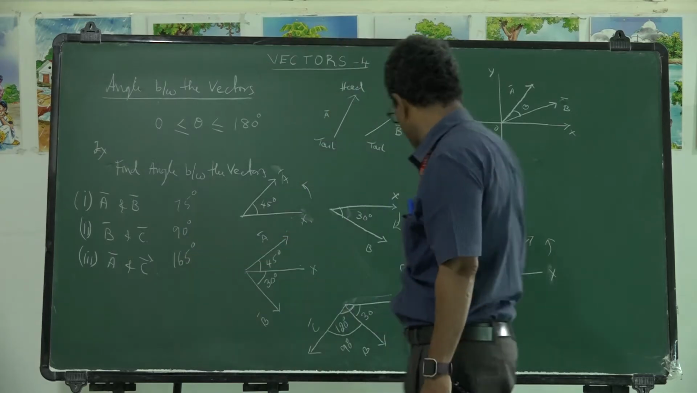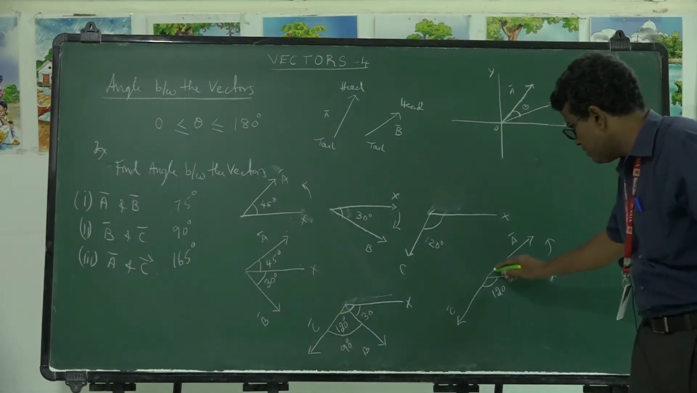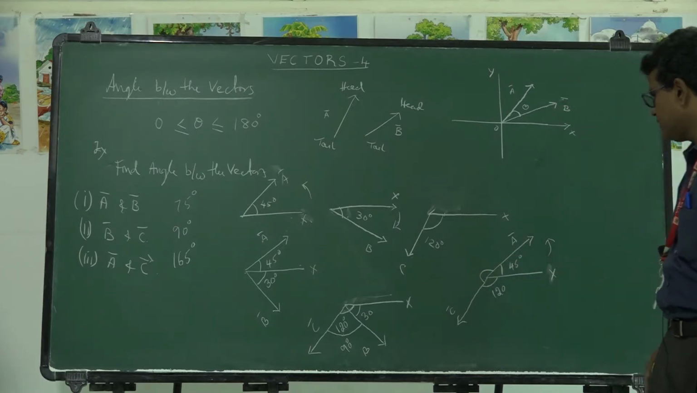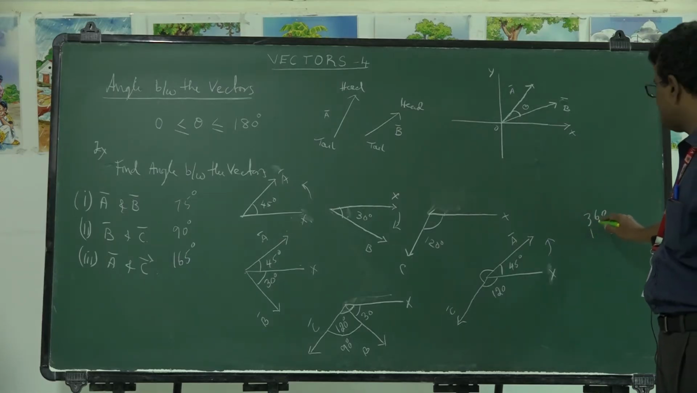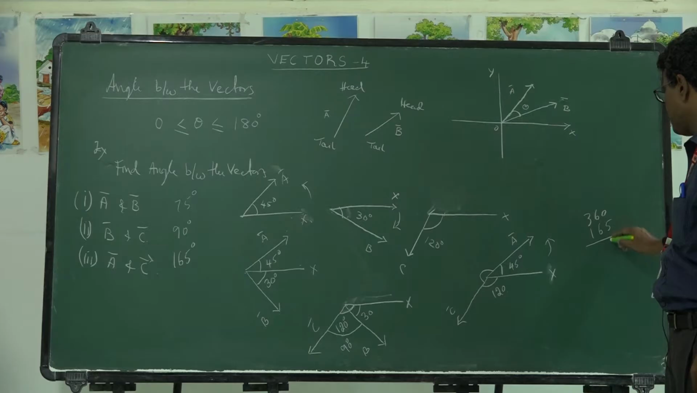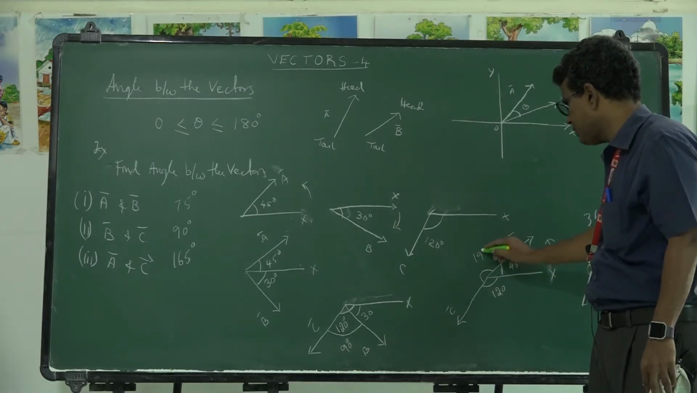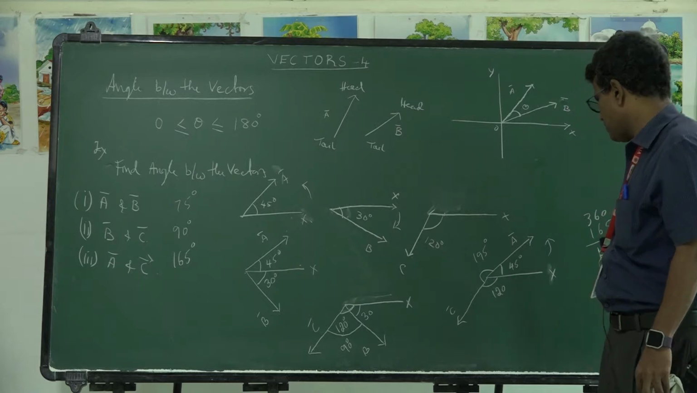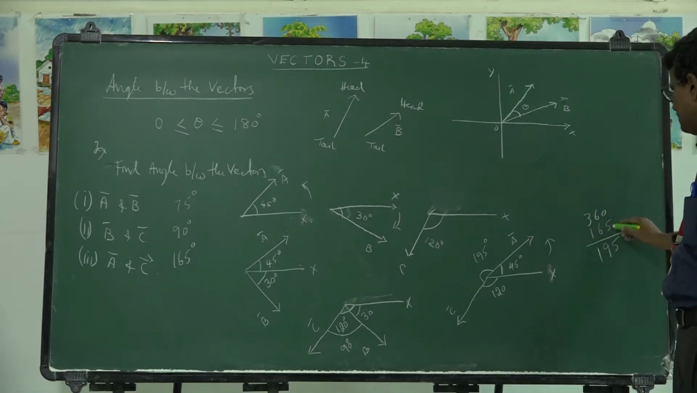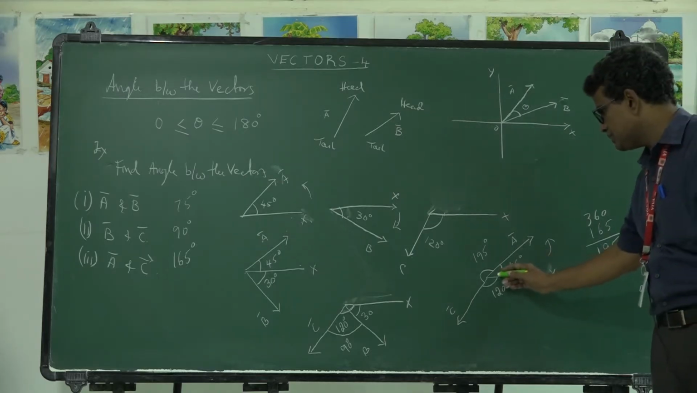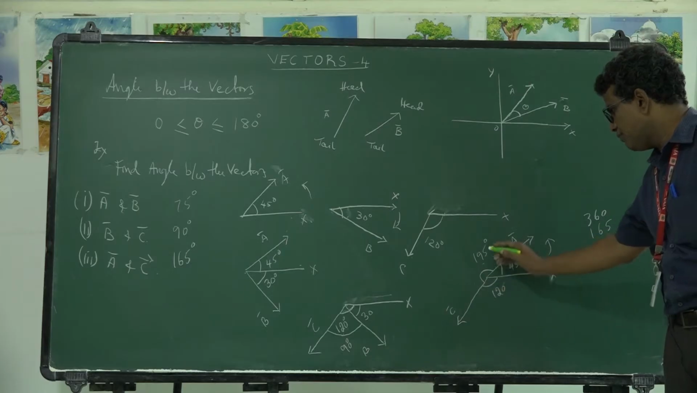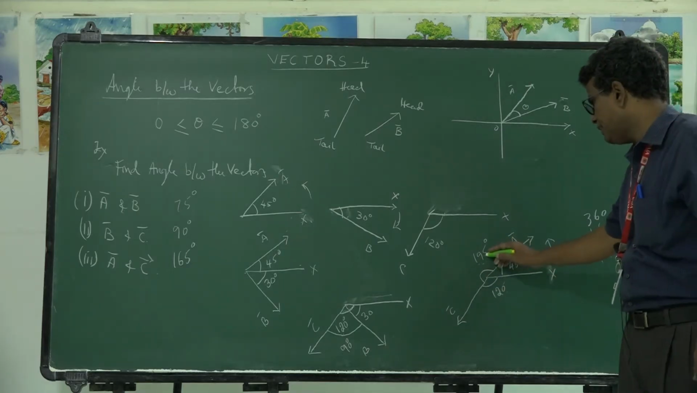So, the angle between them. You may get a doubt: why not this angle? How much is this angle? 360 minus 165, that is 195 degrees, because the total is 165 plus 195 becomes 360. So the total angle should be 360 degrees. So it will become 195.